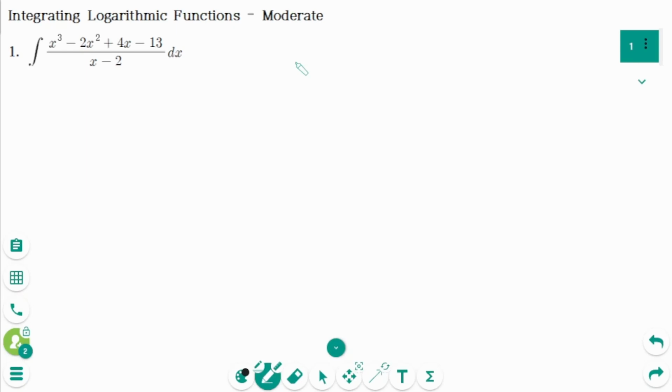This video will cover moderate questions regarding the topic of integrating logarithmic functions. Number 1, let's divide using long division: x cubed minus 2x squared plus 4x minus 13 divided by x minus 2.